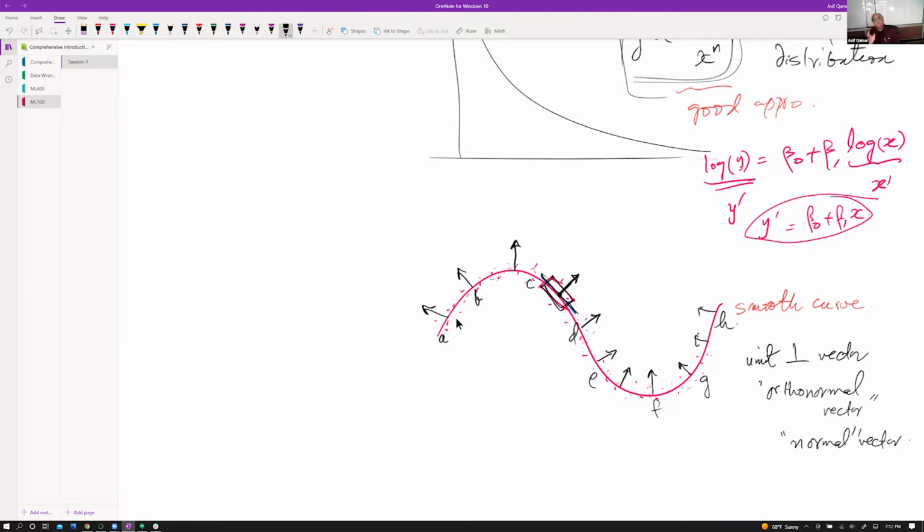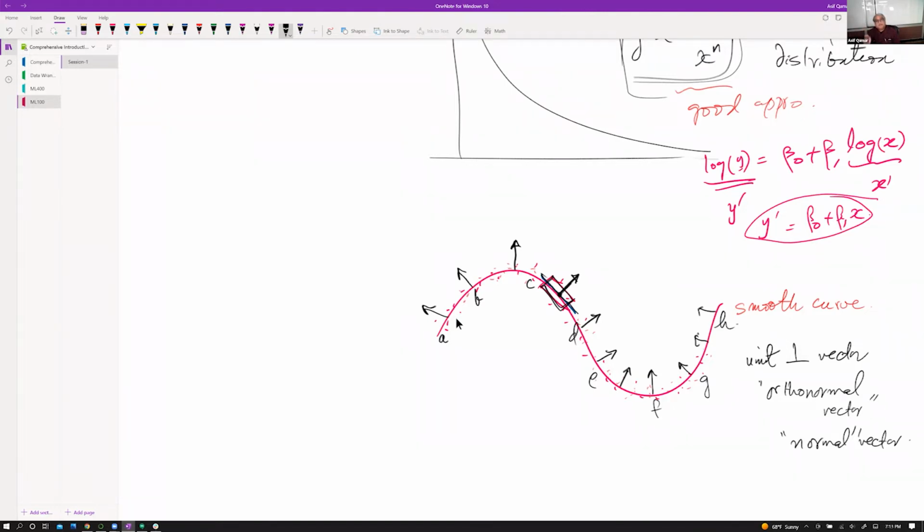It keeps changing direction smoothly, isn't it? Now, this generalizes to higher dimensions. What is a curve here in two dimensions? In three dimensions, it would become a surface, right?